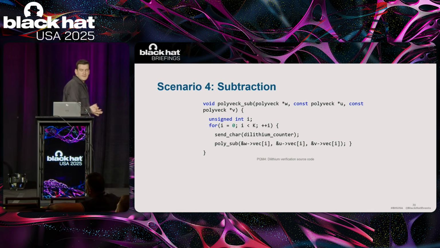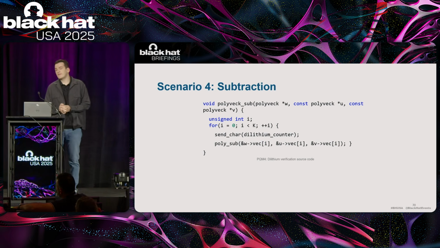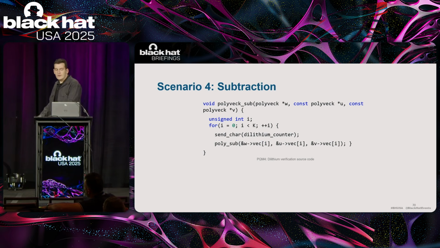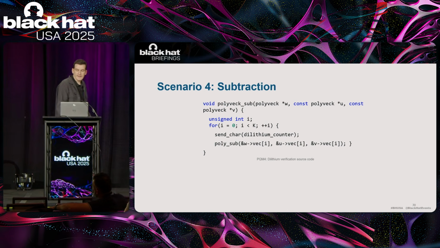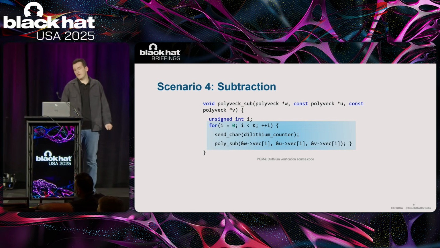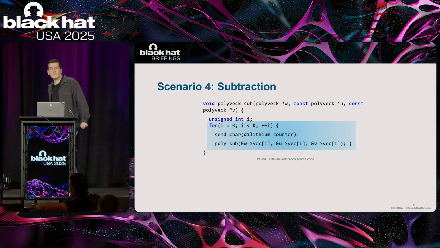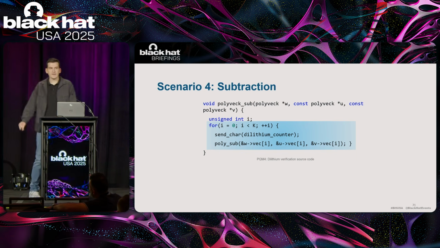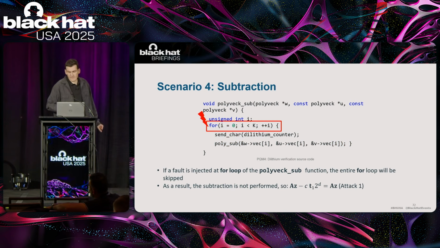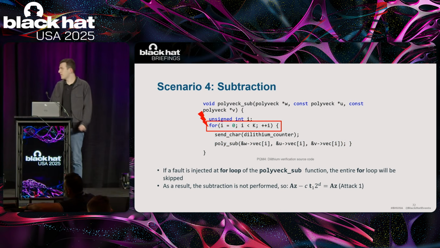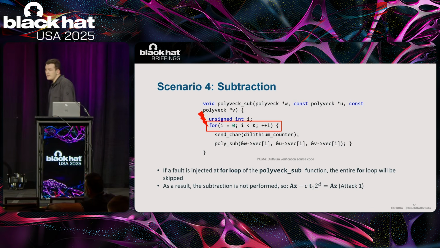So for the latest scenario, the verification function, after calculating the value, is calling the polyvec subfunction to subtract from the AZ. And in this function, in a for loop, it calls the poly subfunction, and the poly subfunction is subtracting this value from the AZ. And what we can do is skip this for loop completely with fault injection.